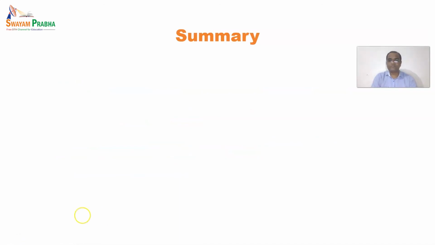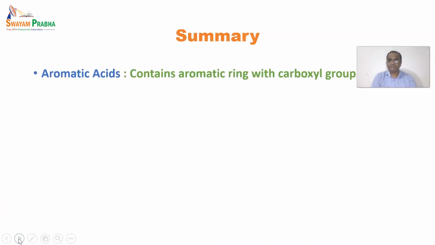Now we'll see a summary of this session. We have seen some aromatic acids, and why they are called aromatic acids: because they contain an aromatic ring with a carboxylic acid group substituted on the aromatic ring. We have seen examples like benzoic acid, salicylic acid, anthranilic acid, and some more examples of aromatic acids.